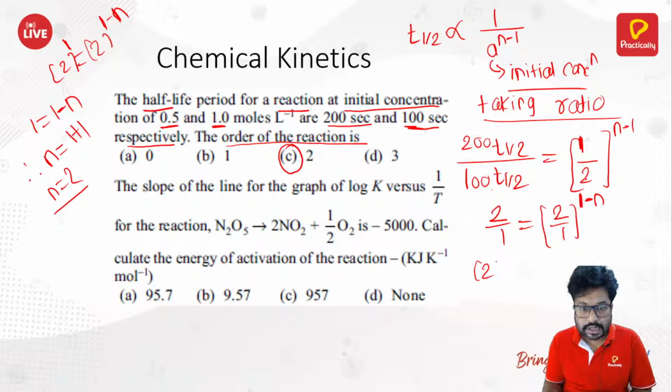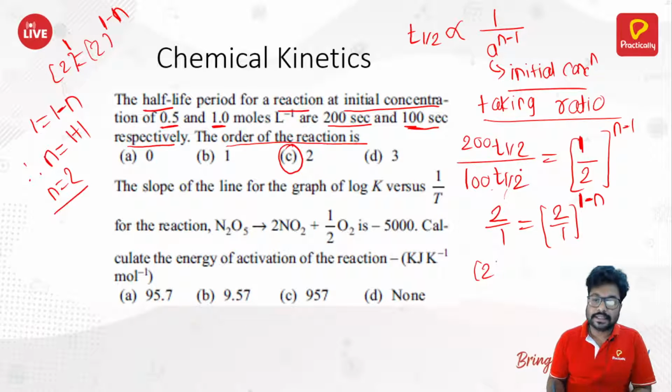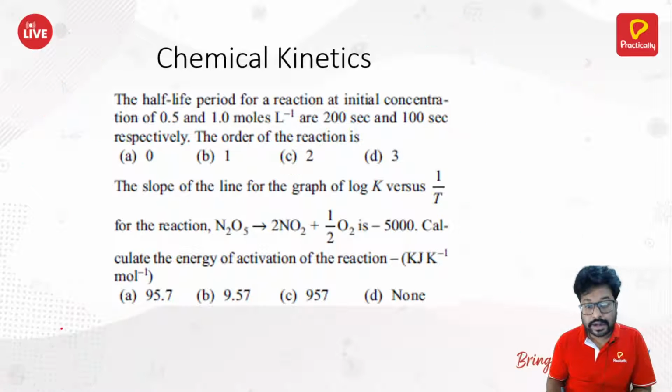Which was what? Which was 0.1 divided by 0.5, nothing but what? It's a 2 only. Okay, that is why we have reached this answer. So I hope you are clear with this. Now, moving ahead with the next question.